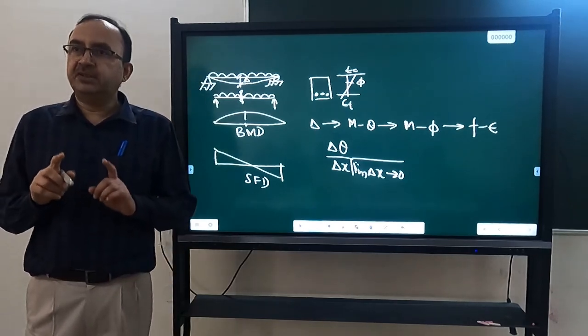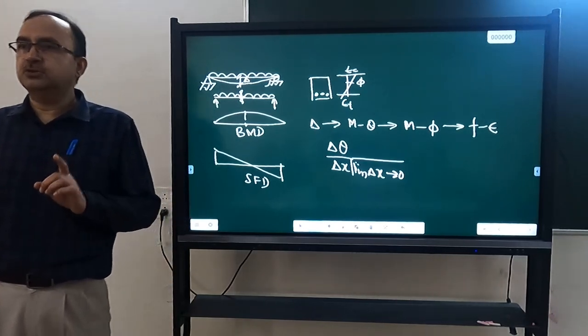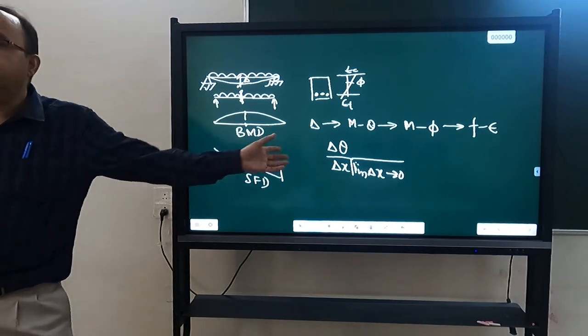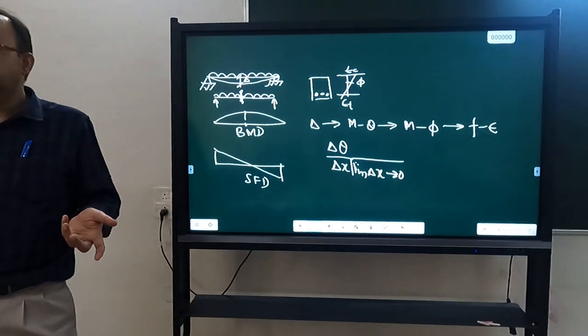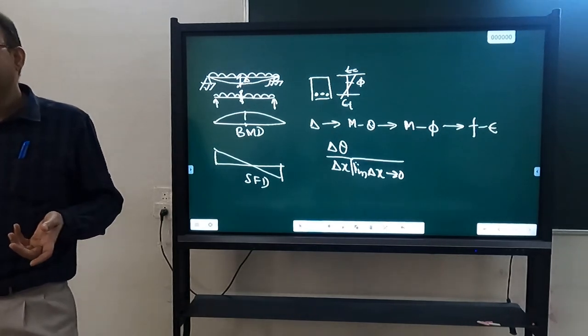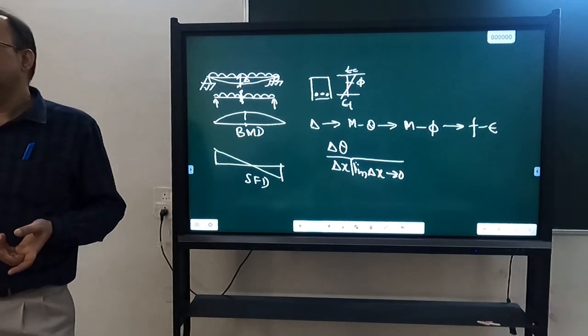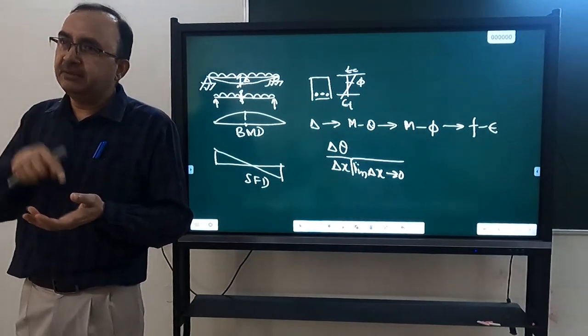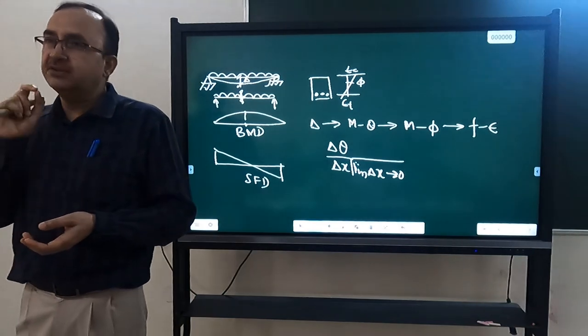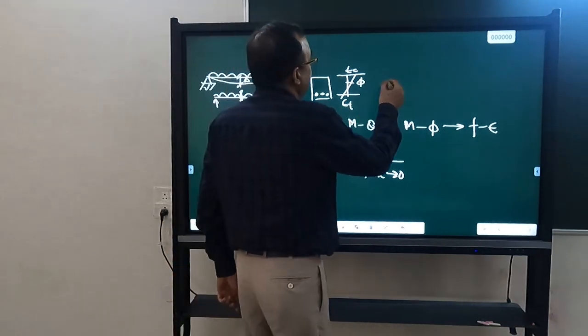When we say limit delta x tends to 0, it doesn't mean it is equal to 0. Otherwise, we would have written equal to 0. There would not have been any calculus. Okay. Life would have been very easy. Newton created all this problem. So there is a problem between delta x is equal to 0 and limit delta x tends to 0. There is a difference. What is the difference?